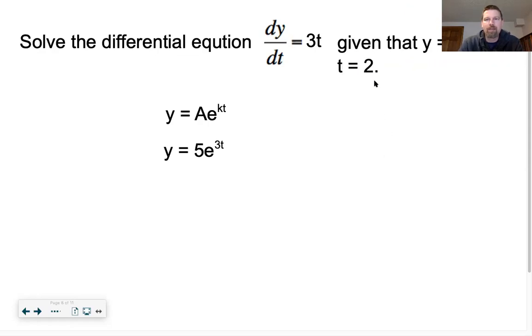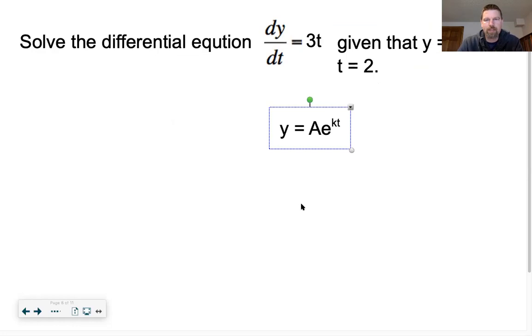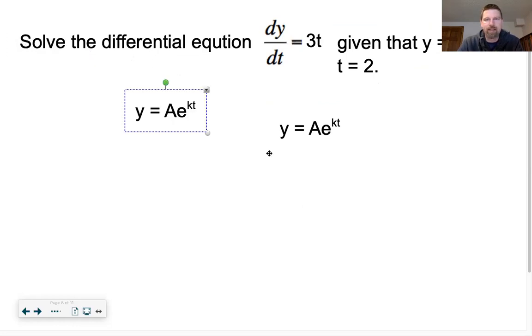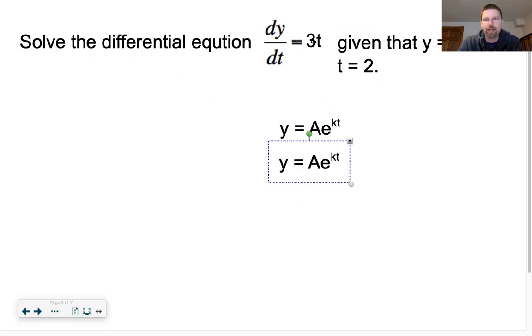If that happened, then I'd still know it looks like this because it's still a dy dt equals some k times t. So I know my answer would look like this. But this time, they didn't give me the a. They didn't give me the initial value. All they gave me is that k is 3. So I'd know this would be a 3t. And I'd know my equation would look like that.